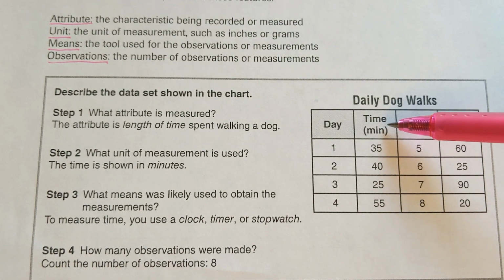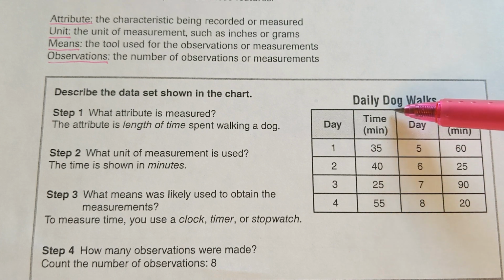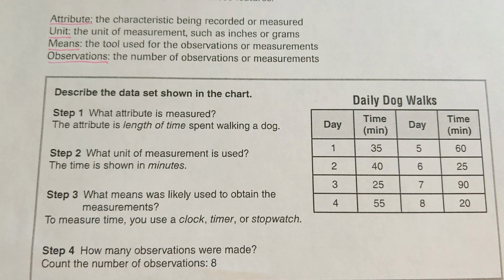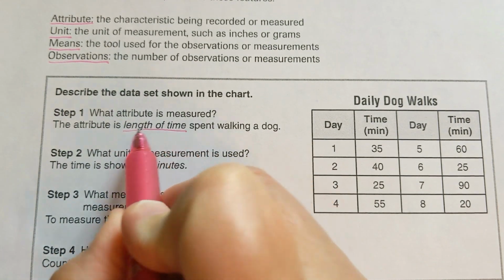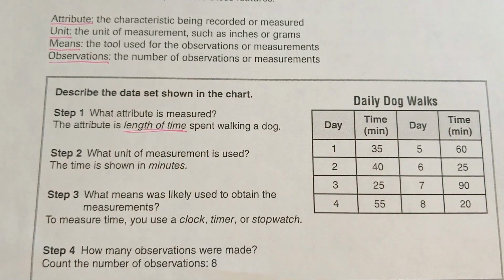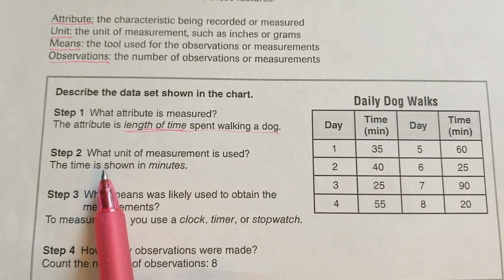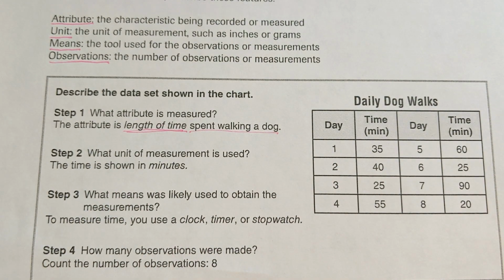But it looks like time. So my attribute is the length of time spent walking a dog. Okay, it's the whole thing here, but makes sense? So the attribute is what are we measuring? We're measuring the length of time a dog was being walked. Okay, step 2, what unit of measurement is used? Which measure are we using?